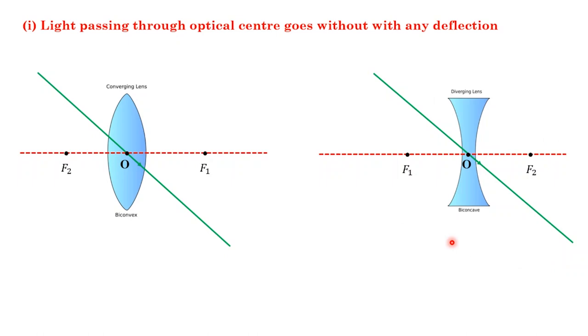So these three laws you have to keep in mind. First, when light goes parallel to the principal axis, it passes through the focus after refraction. Second, when light passes through the focus, after refraction it goes parallel to the principal axis. And third, when light passes through the optical center, it goes without any deflection. Clear?